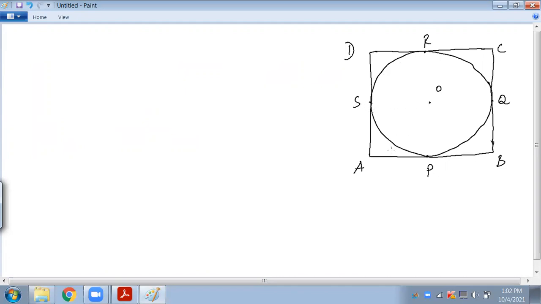And what you have to show is about the opposite sides. Say AB and CD are opposite sides. They will subtend supplementary angles. That means you join the vertices with the center. So the angle subtended by the side AB will be AOB, and the angle subtended by the side CD will be COD.